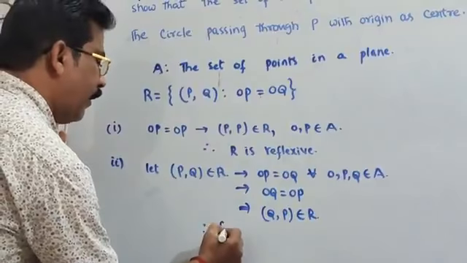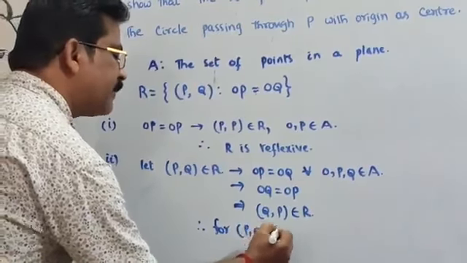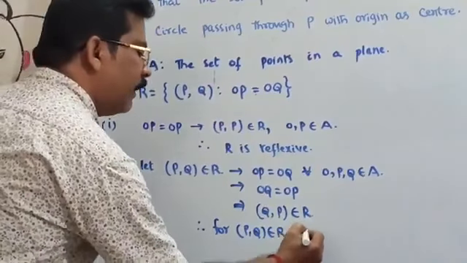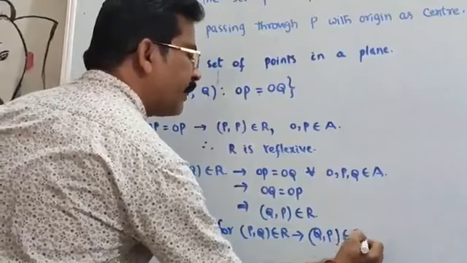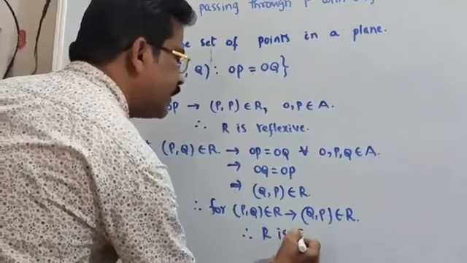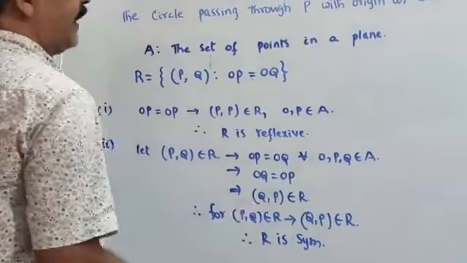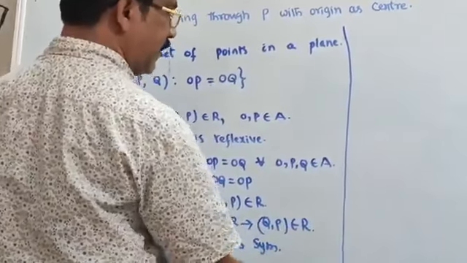Therefore, for an ordered pair (P, Q) that belongs to capital R, (Q, P) also belongs to capital R. Therefore, capital R is symmetric. Now we have to show that capital R is transitive.